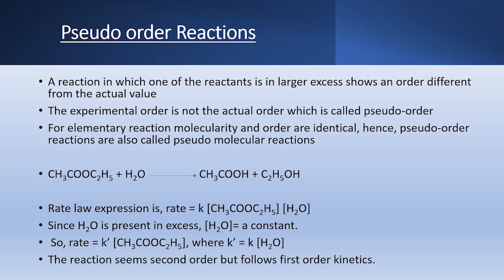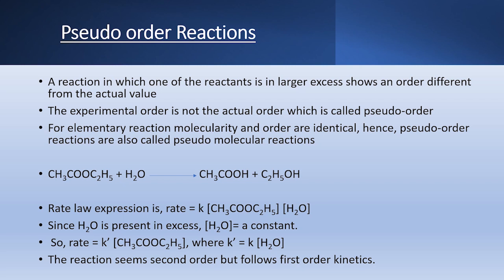First of all, let's see what are pseudo-order reactions. These are reactions in which one of the reactants is in large excess and it shows an order different from the actual value. So in certain reactions, we expect a particular value for order, but the actual order will be different from the expected value. Such reactions are called pseudo-order reactions.